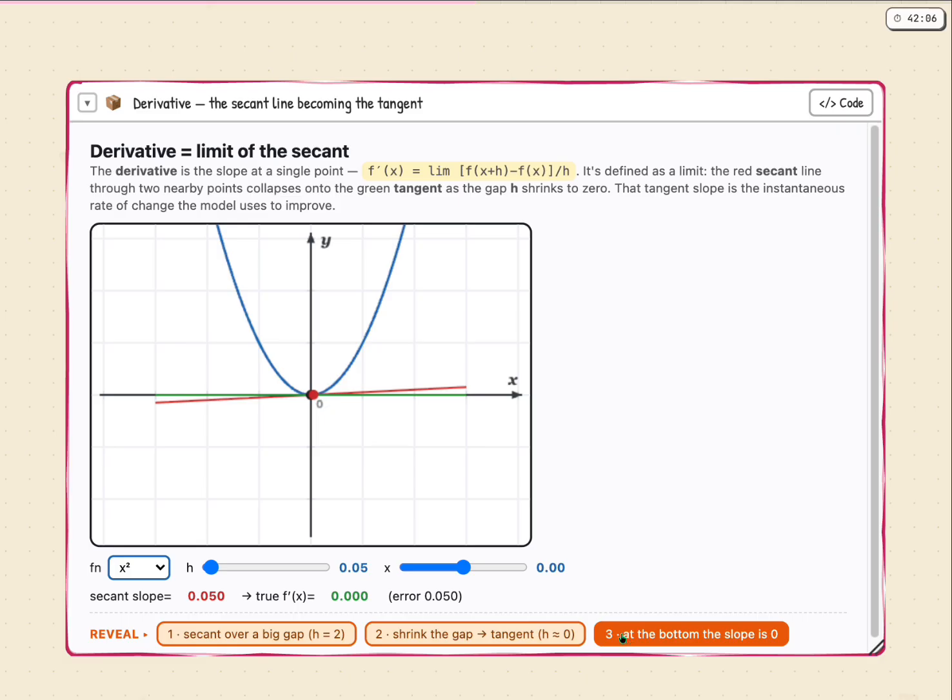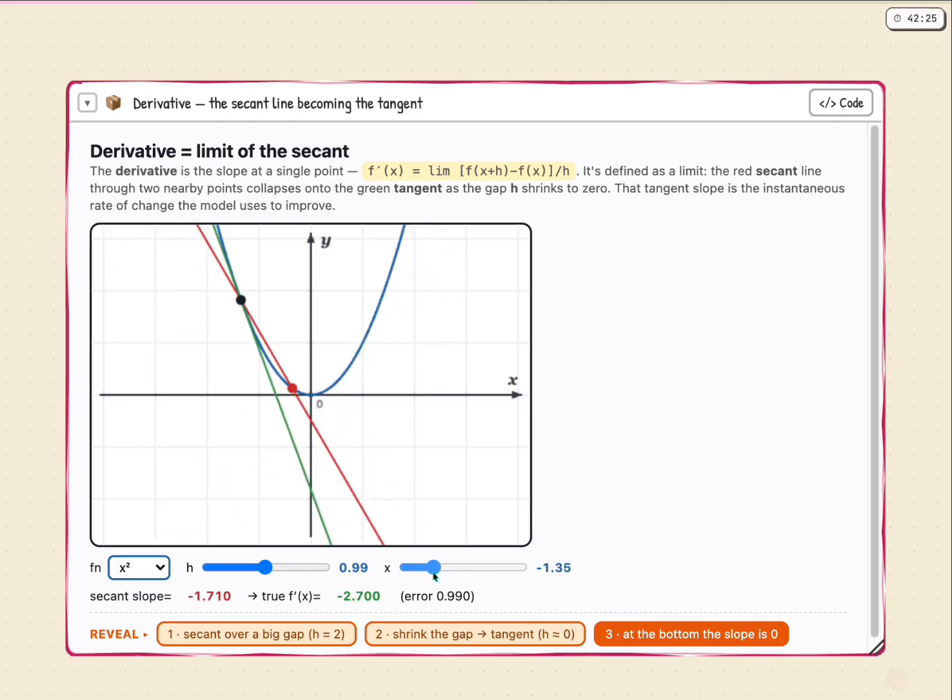Where the curve climbs steeply, the derivative is large and positive. Where it's flat, at a peak or a valley, the derivative is exactly 0. Where it falls, the derivative is negative. The sign and size of the slope tell you which way the function is heading and how fast. And that is the entire learning signal of machine learning.